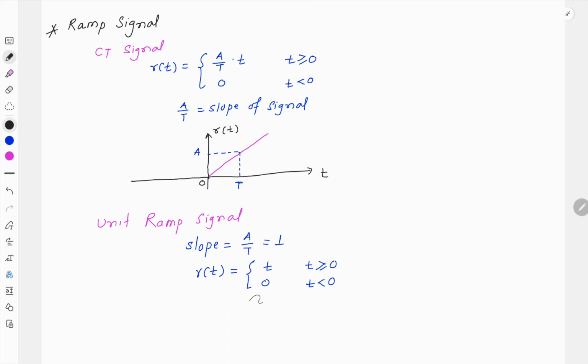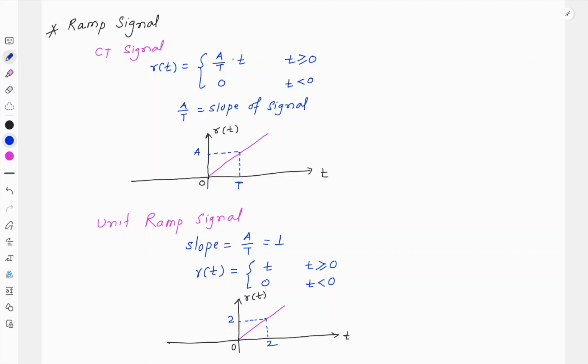If we draw the signal, the x-axis is time, the y-axis is r(t), and this signal will be drawn again in the first quadrant. But remember here, this signal is now unit ramp and it has slope equal to 1. Therefore, if we mark any coordinate on this line, both the values should be the same. That is, if I say that A is 2, my x-axis coordinate should again be 2, so that A/T becomes 1. So this is a representation of the unit ramp signal in continuous time domain.